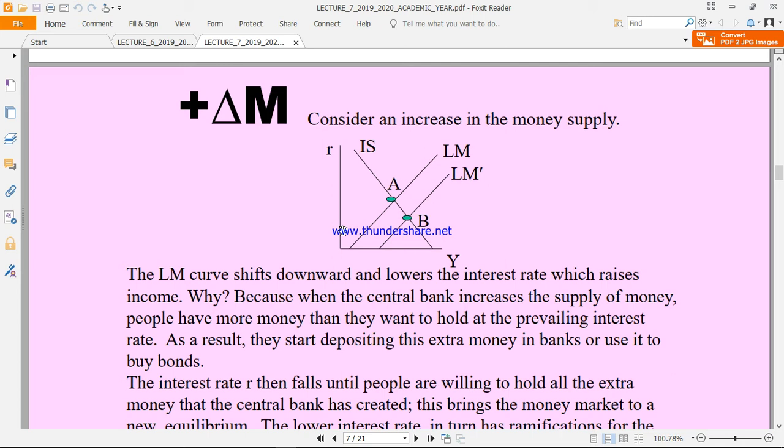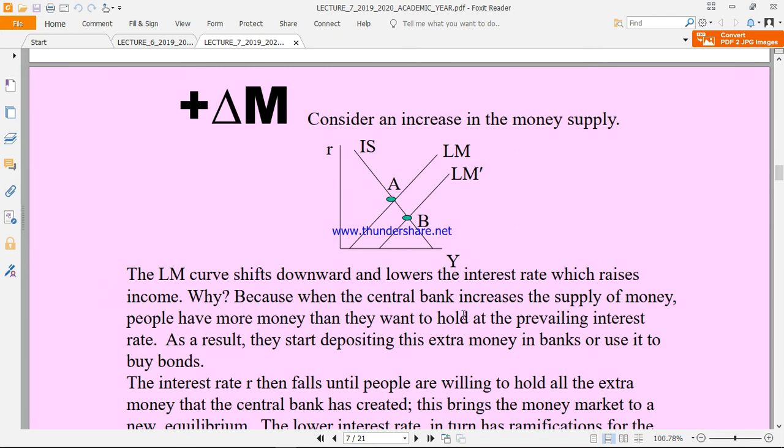So when there's an increase in money supply, the LM curve shifts to the right, and we then expect the rate of interest to reduce. And since the rate of interest has reduced, output, no doubt about it, is going to increase from the initial level of output to a higher level of output. So the LM curve shifts downwards and lowers the rate of interest, which raises people's income.